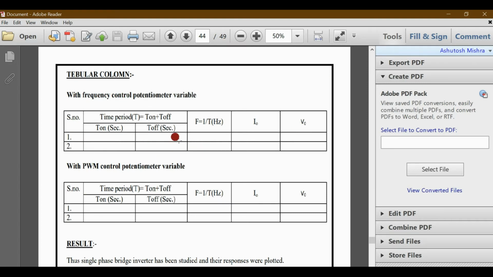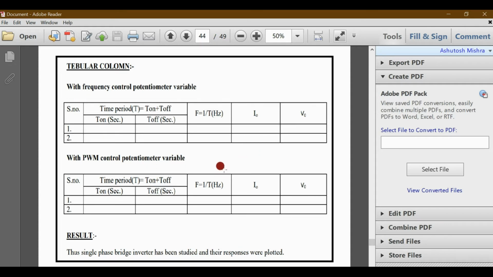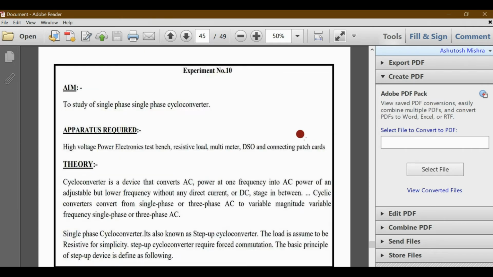You can also put the values from that PSIM software simulation. You can calculate average current, voltage, frequency, T on time, T off time. Each and every parameter you will get from that simulation circuit. So no problem, I think. And the result: the single phase bridge inverter has been studied and its responses were plotted.